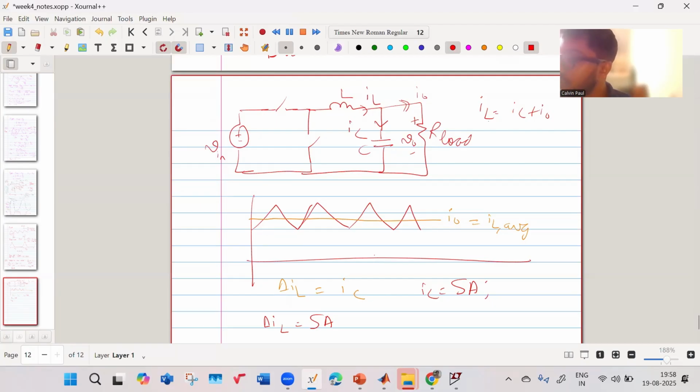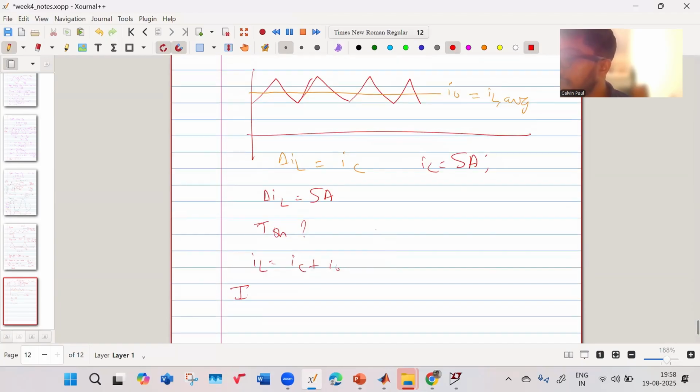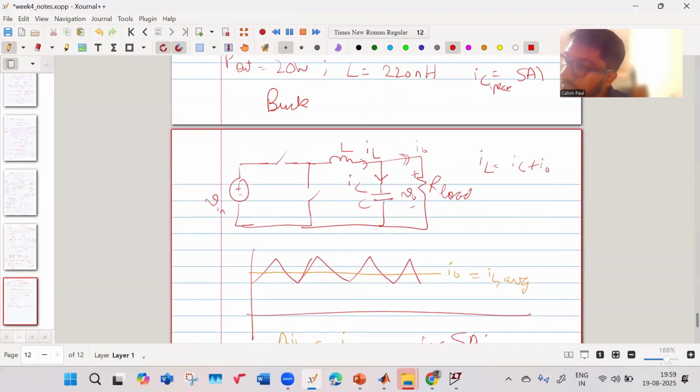Yes, this IL has two parts. Your IL is IC plus I naught. So it is actually equal to your IL average plus your delta IL part, your ripple part. And this is your I naught plus your IC. So this and this get cancelled. So your IC peak to peak is your current ripple. This is true for buck converter. And this also tells us why buck converters are used for supplying all these converters.